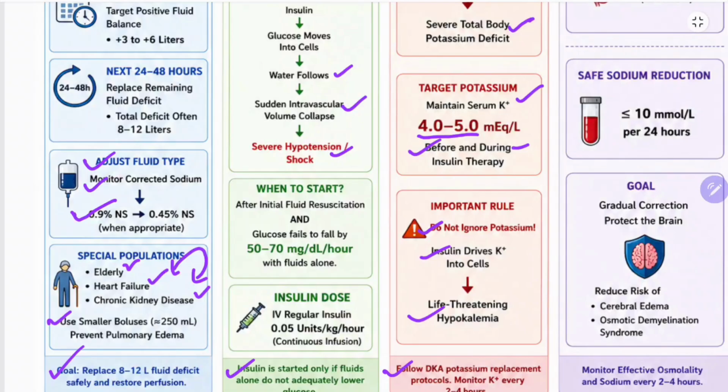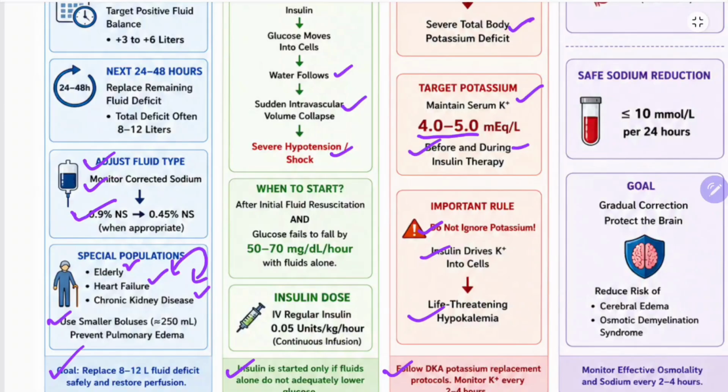That means, first of all, we don't need insulin. In the first hour, we will give 1 to 2 liters of fluids to the patient. Now, if the glucose is falling by at least 50 milligram per deciliter per hour by fluids alone, then we will not give insulin, but we also check potassium levels. If the potassium is less than 3.3, then we will hold insulin and replace the potassium by 40 to 60 milliequivalents per liter. Like that we will replace 40 to 80.